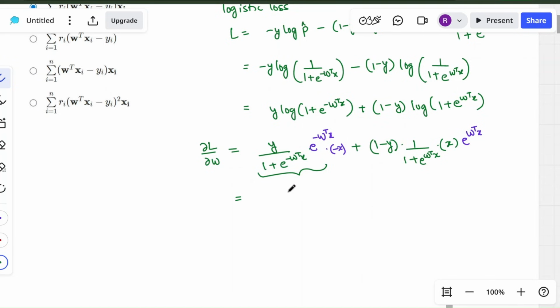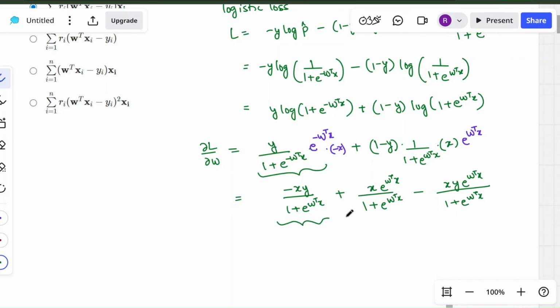So in both cases, on the left hand side, if I multiply by e to the power w transpose x, I will get negative xy by 1 plus e to the power w transpose x plus, and then this would be x times e to the power w transpose x by 1 plus e to the power w transpose x minus xy times e to the power w transpose x by 1 plus e to the power w transpose x, right?